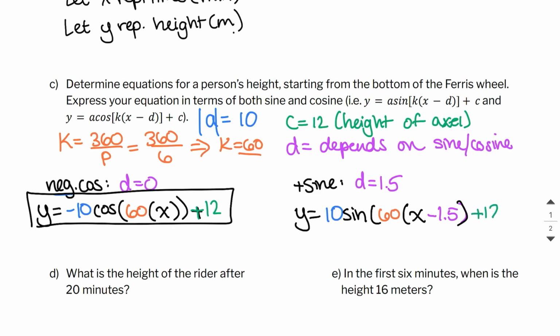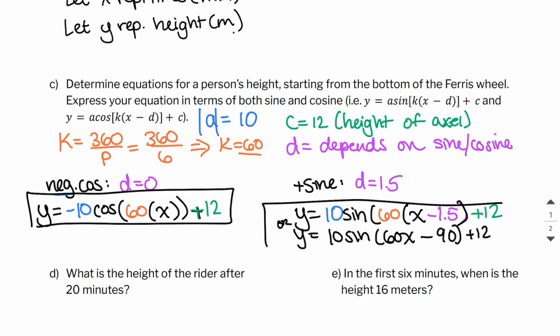Now, just a reminder that you can also say that this is y equals 10 times the sine of 60x minus 90 plus 12. Either one of these works. Okay? Your job right now is to pause and try to get a positive cosine equation and a negative sine equation. Okay, so I need you to do that, and we'll take it up next time I see you in class.